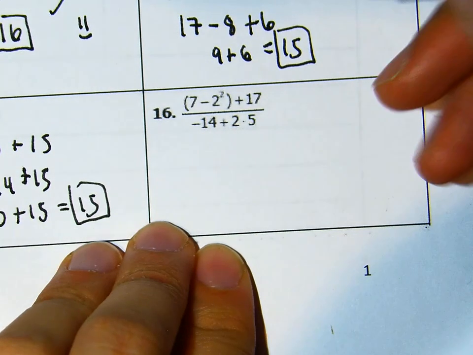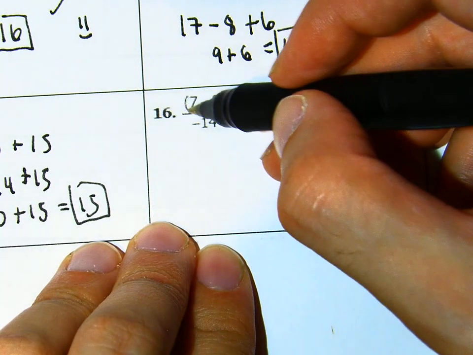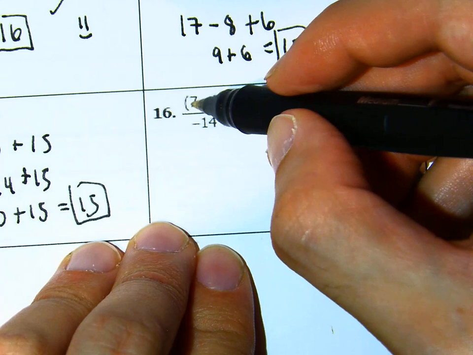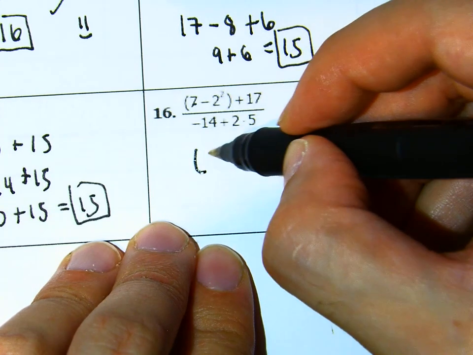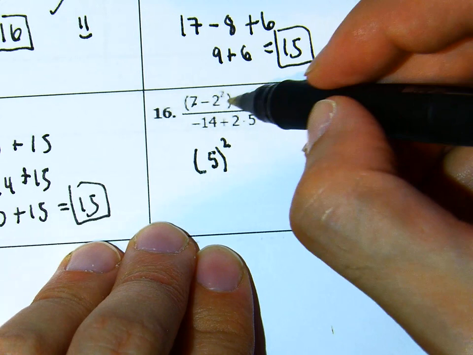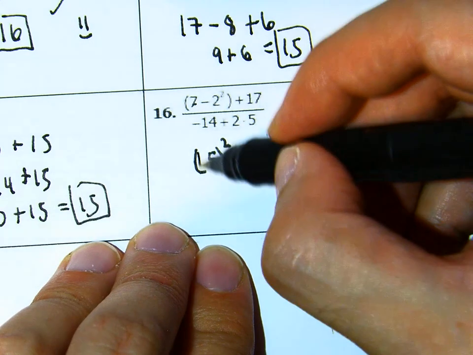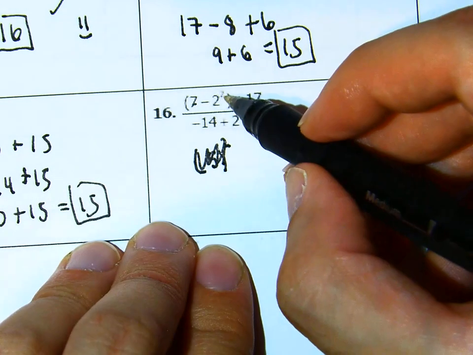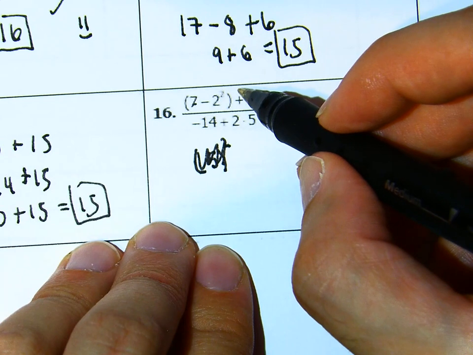How do I do this problem here? Let's do inside the parentheses first, right? So then this should be parentheses 5 squared, right? If I do the 7 minus 2 first. Oh, pause, I made a mistake. The square is inside the parentheses, it's not outside.